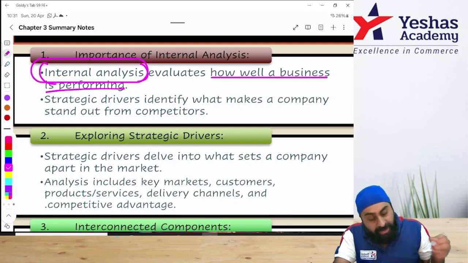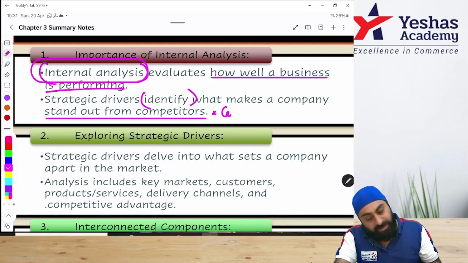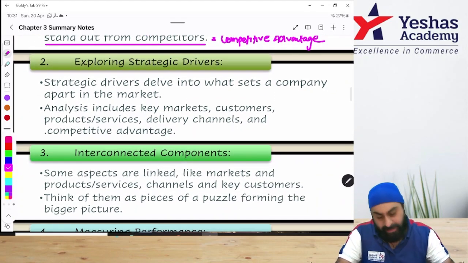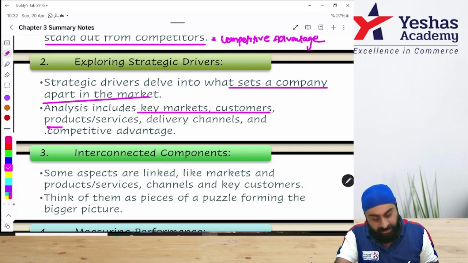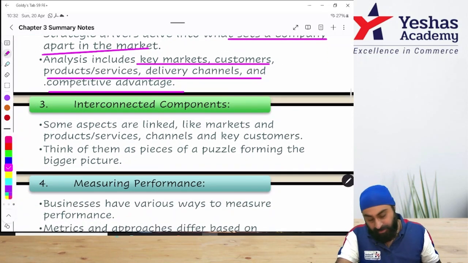Second, strategic drivers identify what makes companies stand out from the competitor. That is what I said will give you competitive advantage. Exploring strategic drivers. Strategic drivers delve into what sets a company apart in the market, and the analysis includes key markets, customers, product services, delivery channels, and competitive advantage. So, what makes you different from others? That is very, very important.